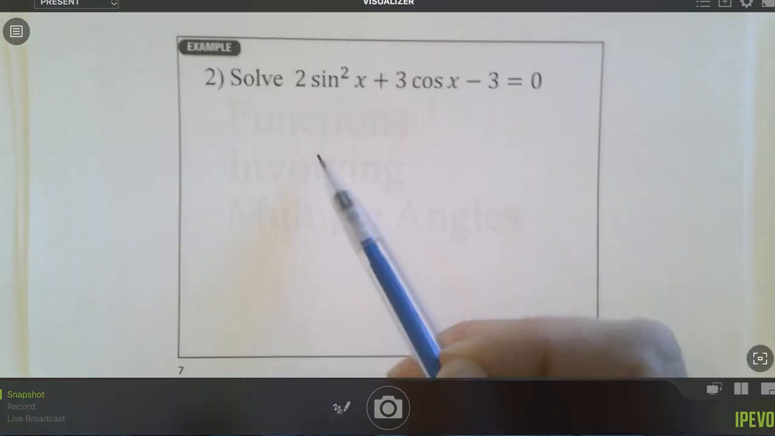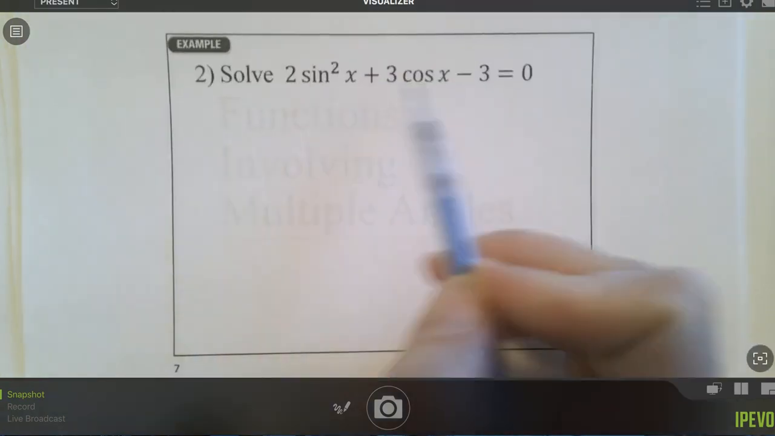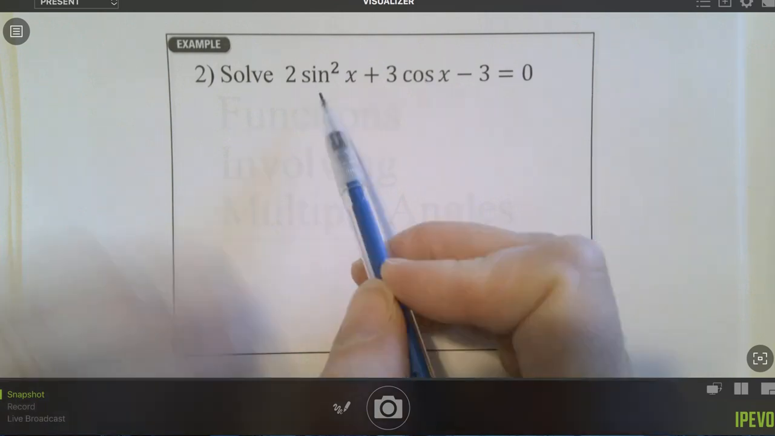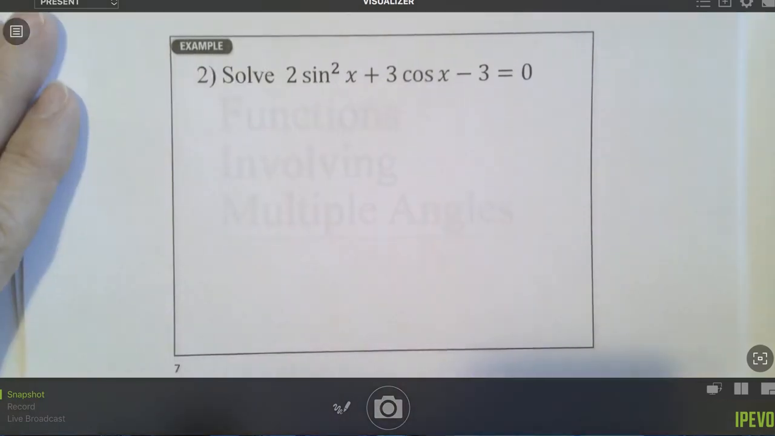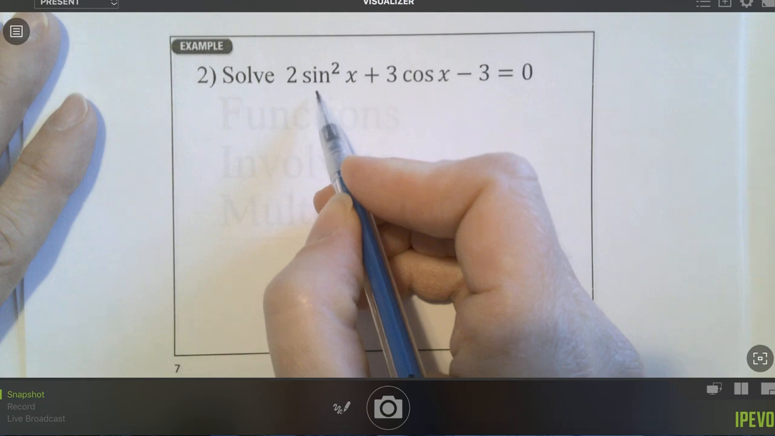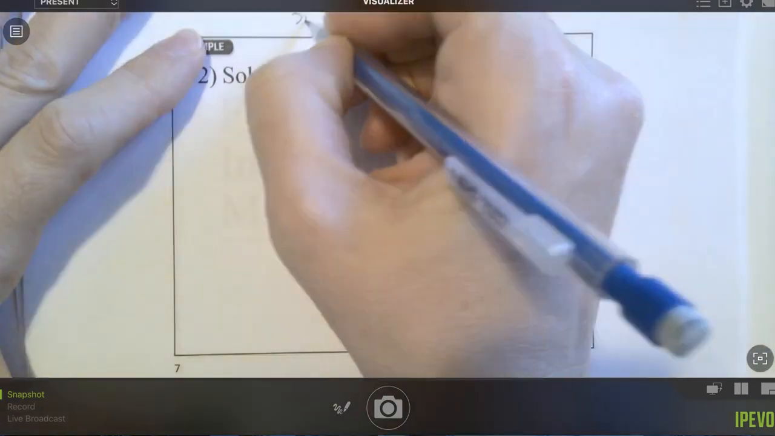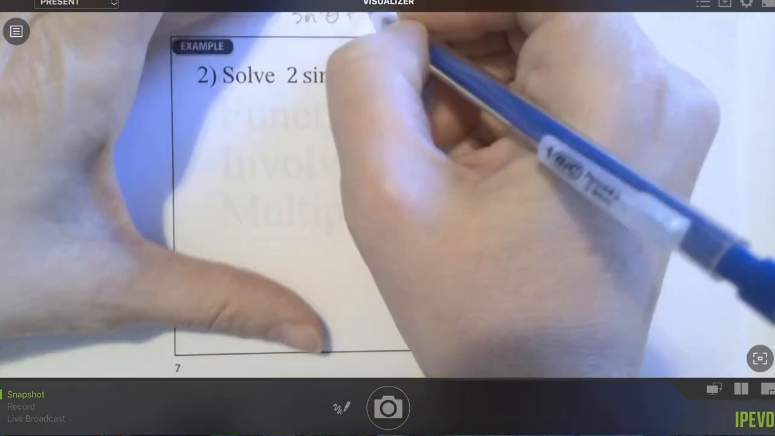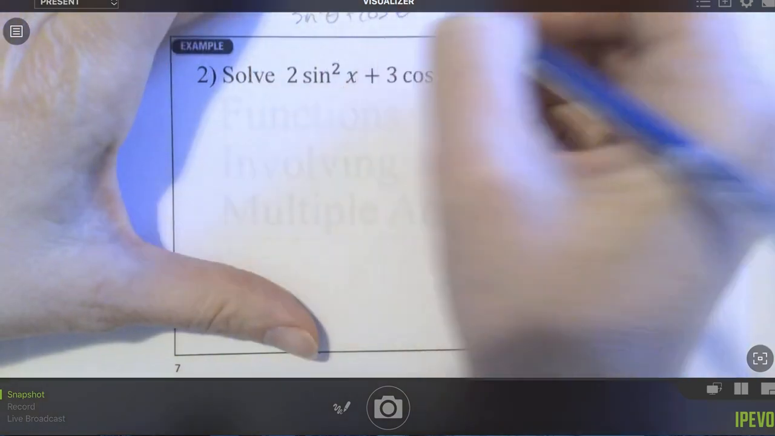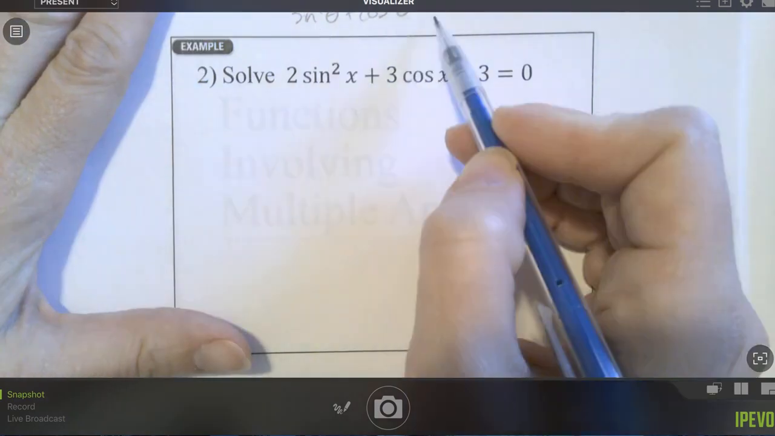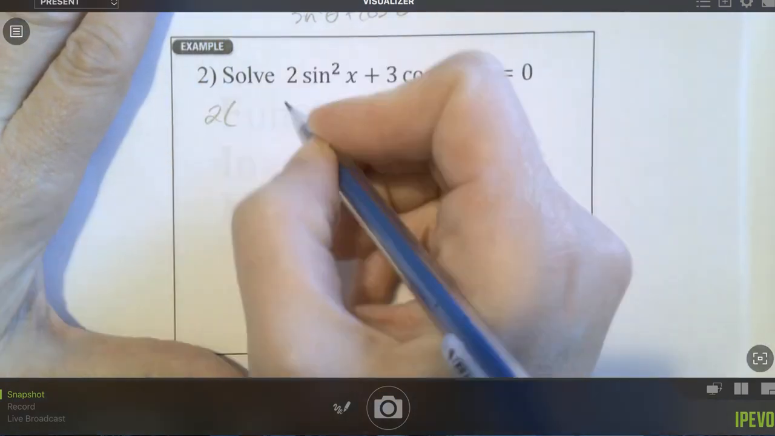So here, this is a quadratic one, but I have two different functions, which is no good because I only want one function. So I'm going to use the Pythagorean identity in order to substitute sine squared with cosine squared. Remember, sine squared theta plus cosine squared theta is equal to 1. So that means the sine squared theta is 1 minus cosine squared theta. So I'm going to substitute that.